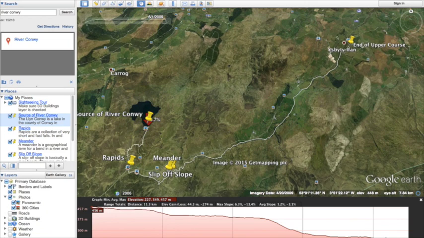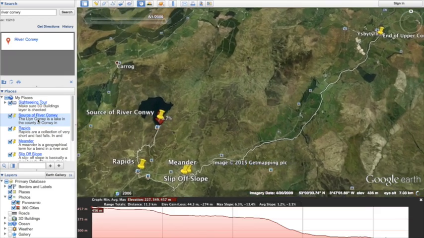Hello, and today I will be giving you a short tour of the upper course of the River Conwy. Over here you can see the elevation plane. So as rivers go, we'll go from uphill to downhill through this course over here. So let's start at the source of the River Conwy.